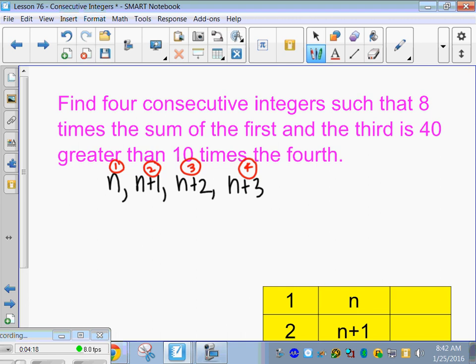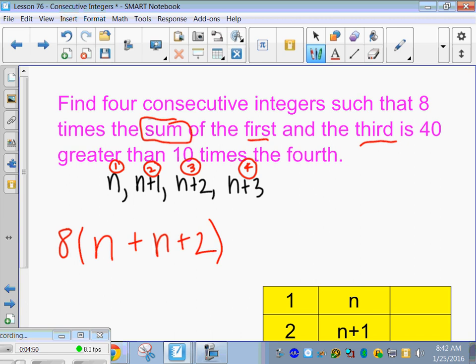8 times. That means multiply. And when we're multiplying times a sum, we need parentheses. It's 8 times the sum of something, so we need parentheses. And then sum means what? We're going to add the first and the third. So which one's the first? N. Which one's the third? Good. And we put a plus sign in between because it said the sum of the first and the third.